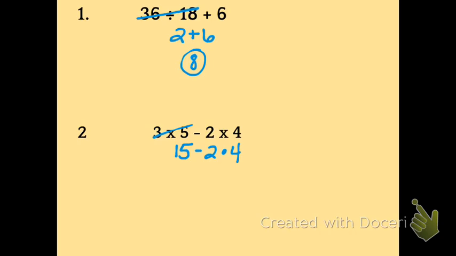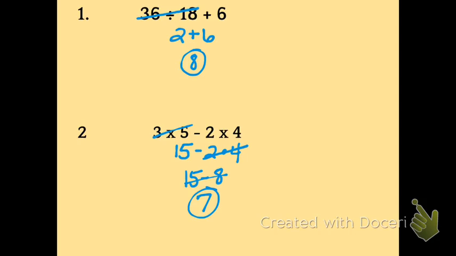So our next step is 2 times 4. Cross it out. What is 2 times 4? 8. And then recopy everything you didn't use, which is 15 minus. Okay? What is 15 minus 8? 7. That's our final answer.